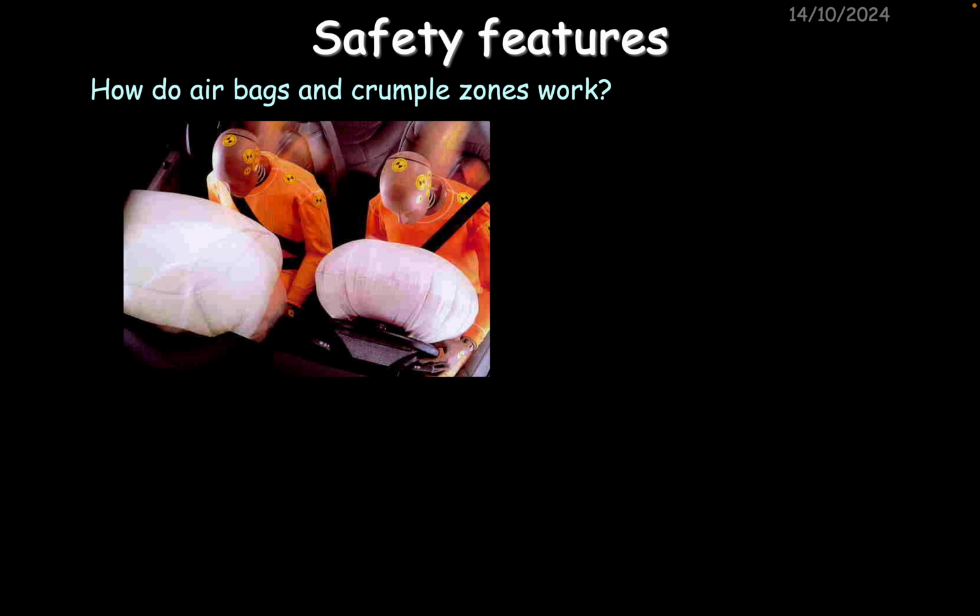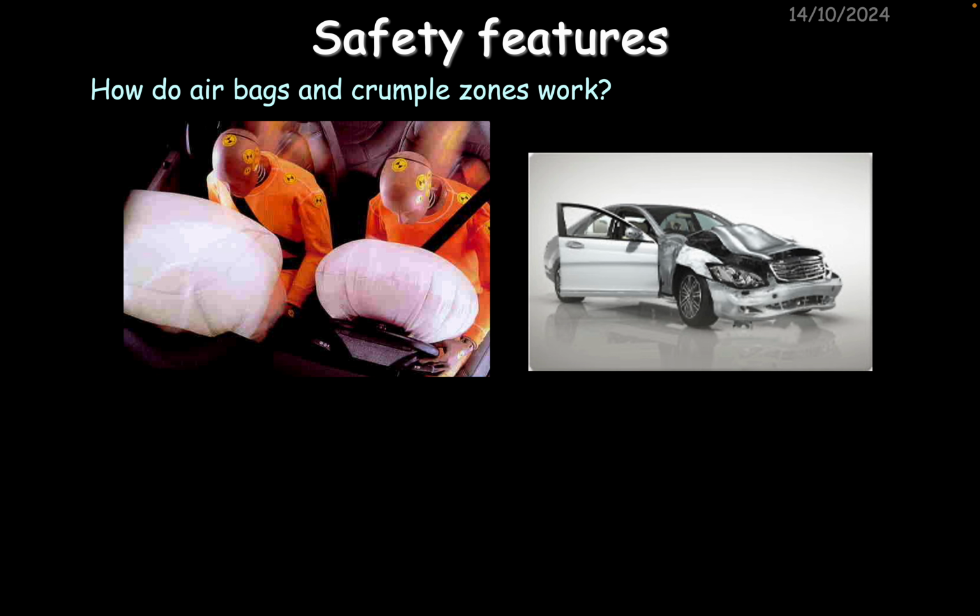And by increasing the time, they will reduce the force involved and save people's lives. Crumple zones are the front of vehicles and the backs of vehicles. They're designed to crumple. Now that crumpling takes time and takes energy, so it actually reduces the forces involved in slowing down the vehicle. Okay? They act a bit like airbags.